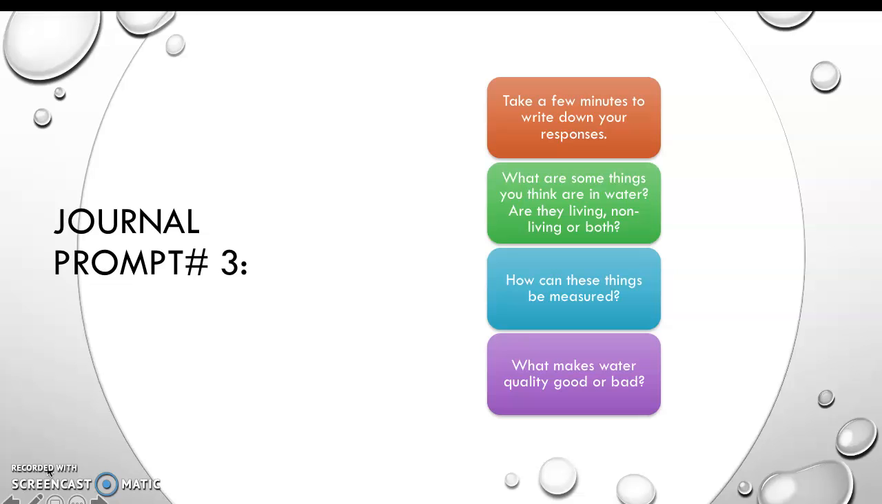Are these things living? Are they non-living, or both? How can these things be measured? What makes water quality good? What makes water quality bad? Why do we care?